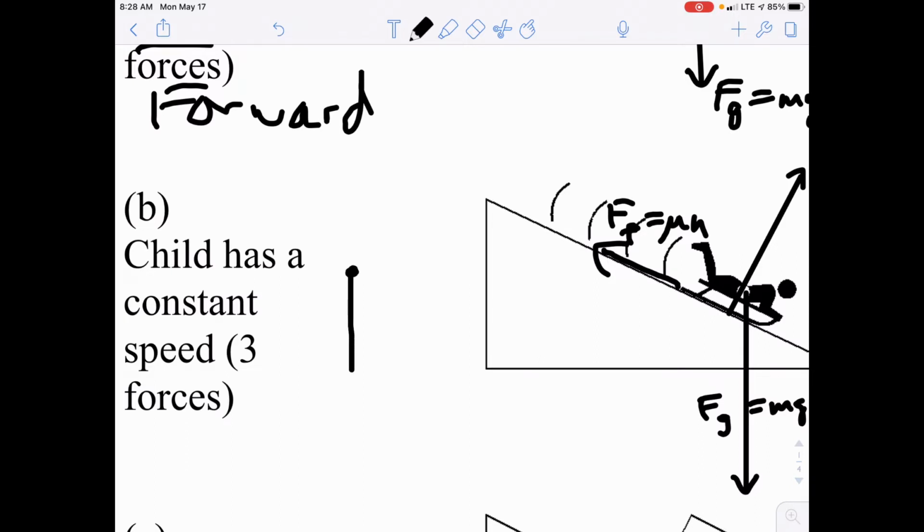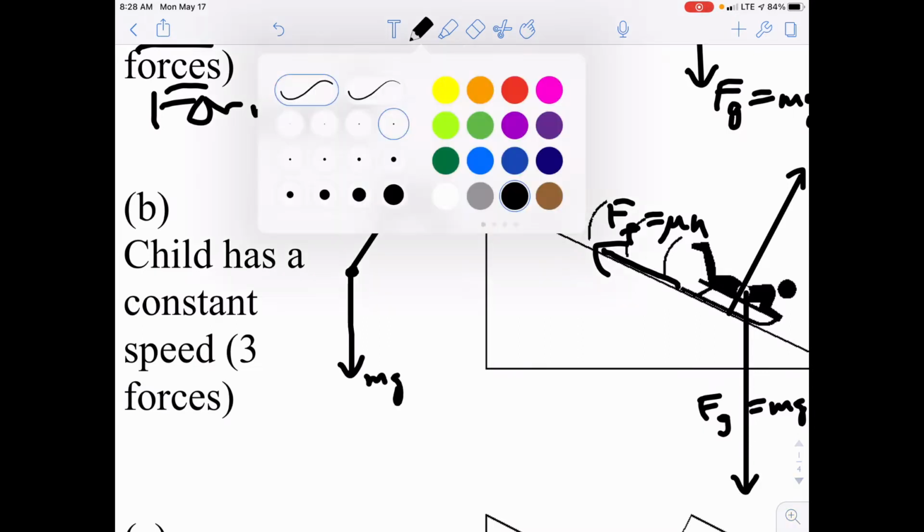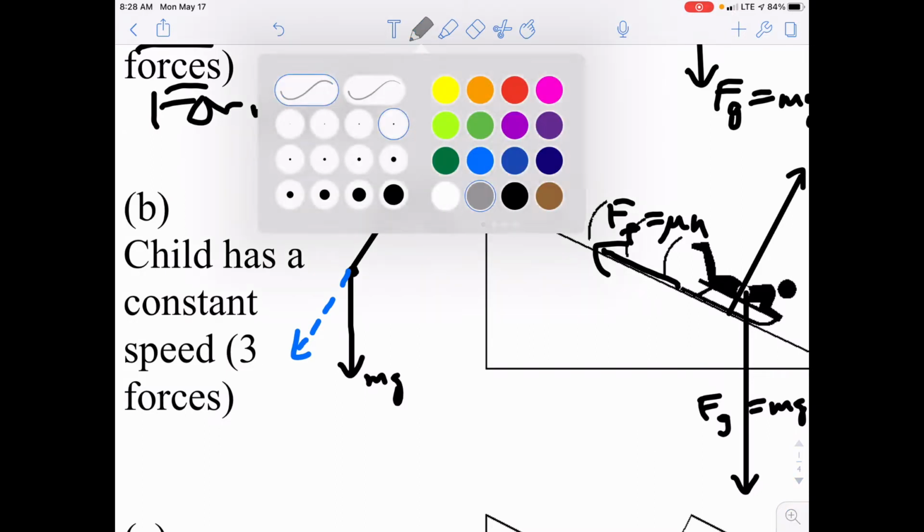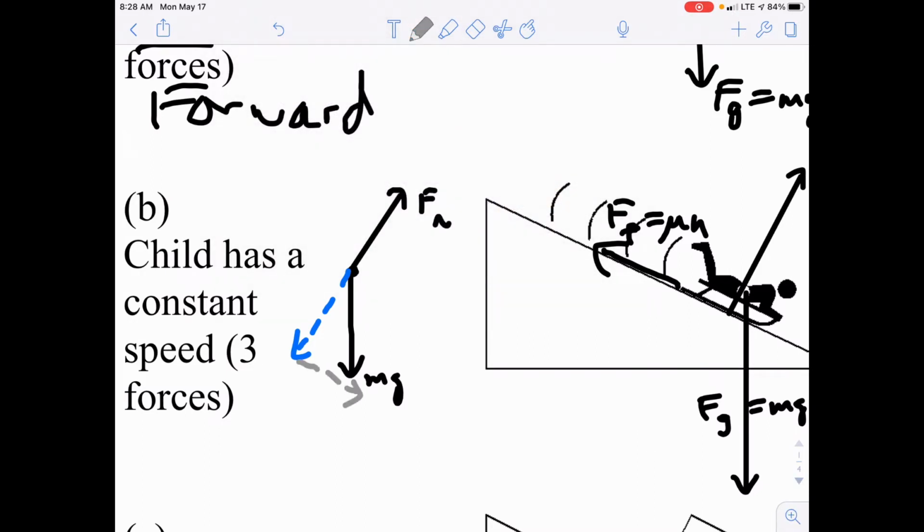So we've got the weight going straight down. You've got the normal force going out of the plane. You have the components of the weight going into the plane, like in this direction, and you have a component going parallel to the plane. So you have perpendicular to the plane, parallel to the plane. And of course you have friction.